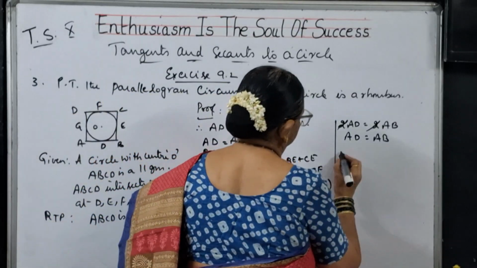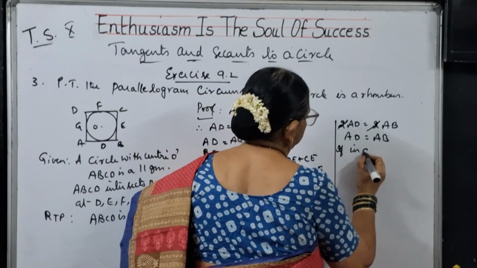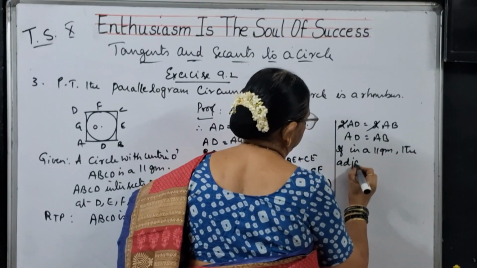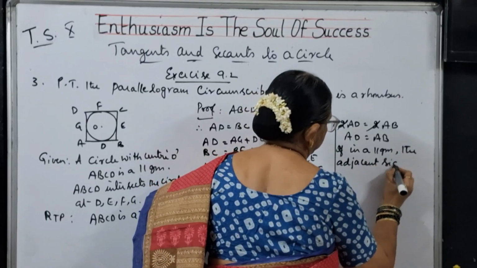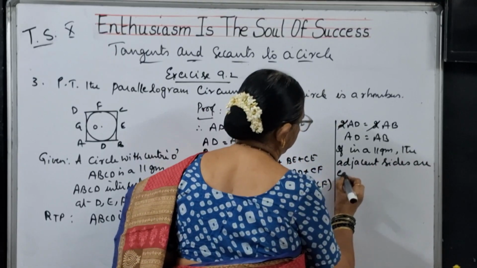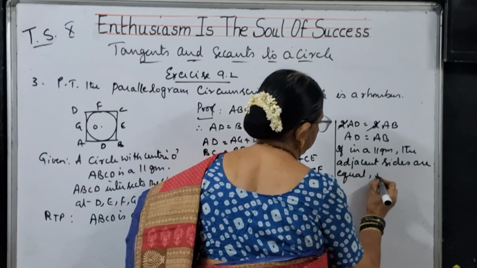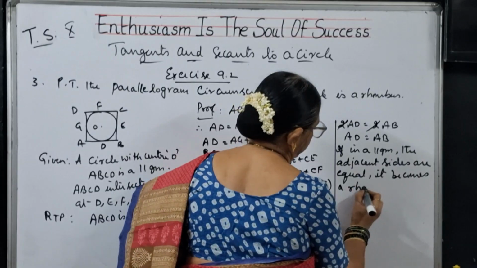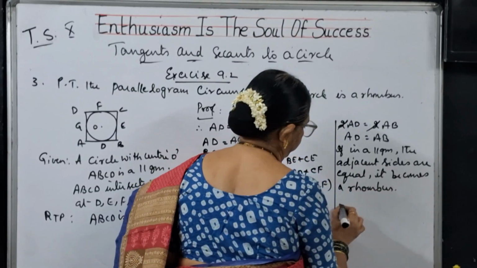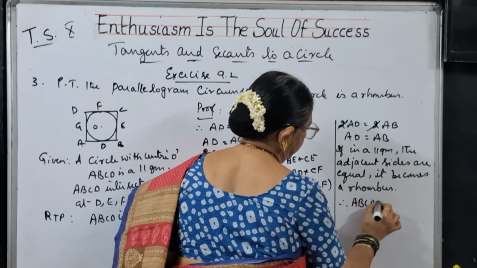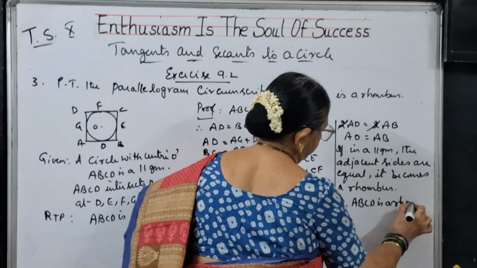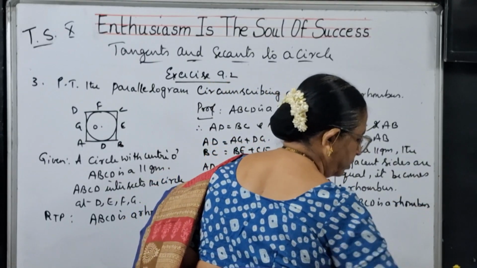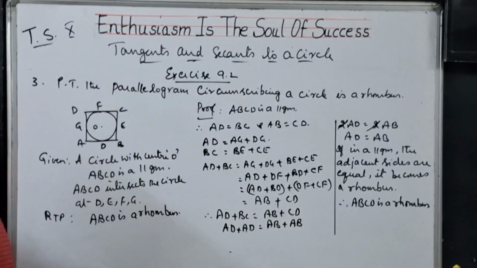So if in a parallelogram the adjacent sides are equal, it becomes a rhombus. This is a property, children. Therefore, we will be saying that ABCD is a rhombus. This is the proof, children. Please note it down.